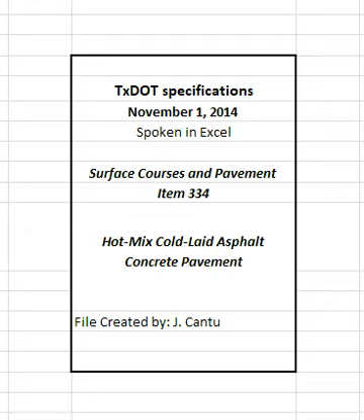Item 334. Hot mix cold laid asphalt concrete pavement. 1. Description. Construct a cold laid pavement layer composed of a compacted mixture of aggregate and asphalt material mixed hot in a mixing plant. This item governs mixtures designed for cold placement, defined as placement temperatures below 175 degrees Fahrenheit.